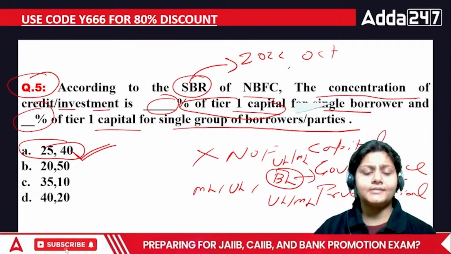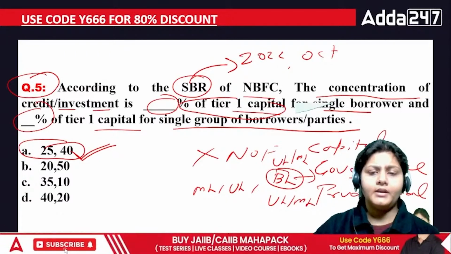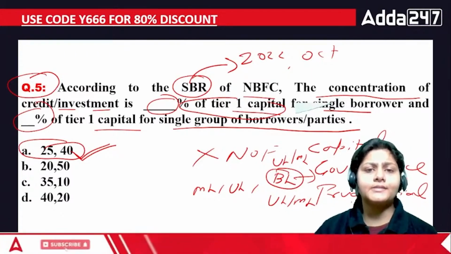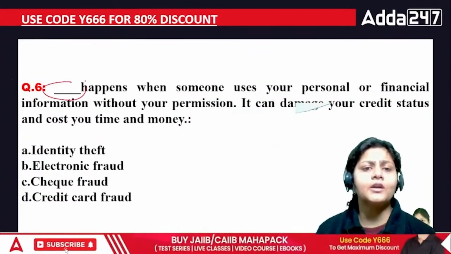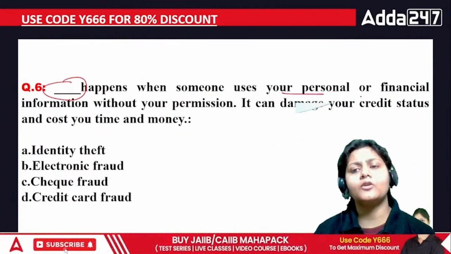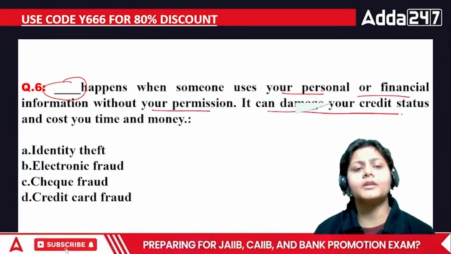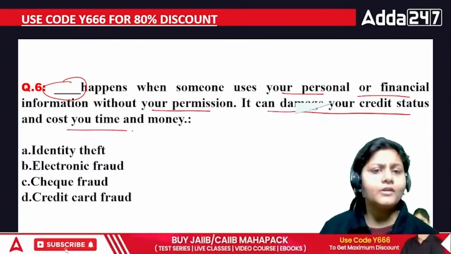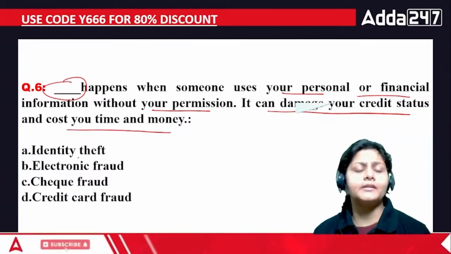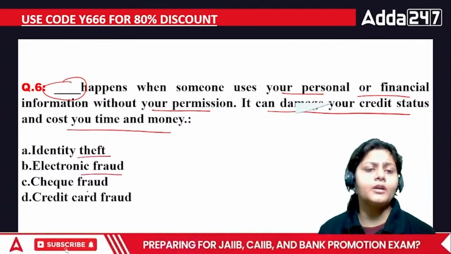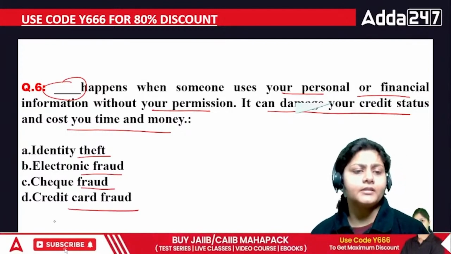Question 6 is: what happens when someone uses your personal or financial information without your permission? It can damage your credit status and cost you time and money. Option A is identity theft, B is electronic fraud, C is check fraud, and D is credit card fraud. So which one is the right answer?